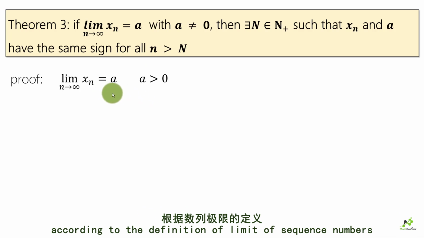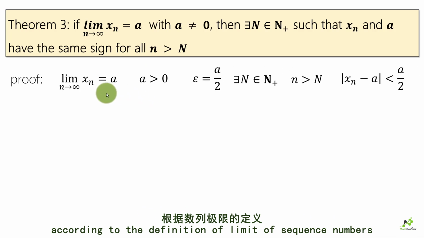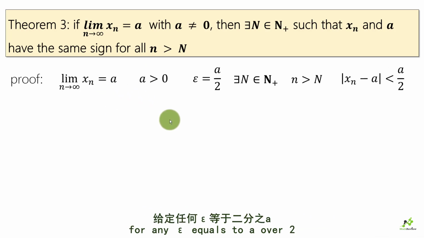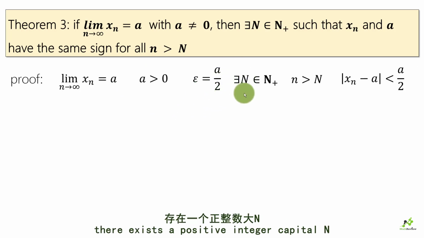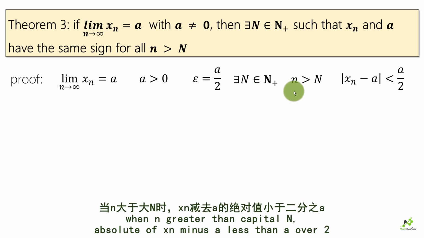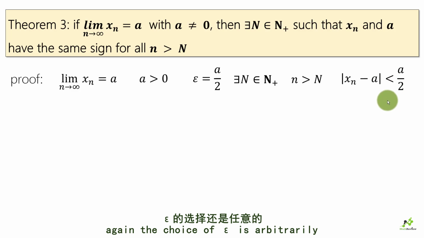According to the definition of the limit of a sequence, for epsilon equal to a over 2, there exists a positive integer N such that when n is greater than N, the absolute value of xn minus a is less than a over 2. Again, the choice of epsilon is arbitrary.